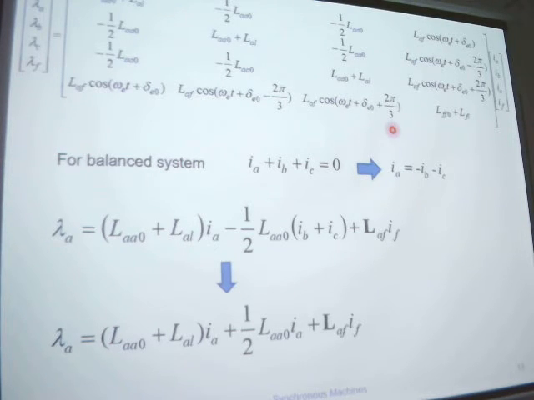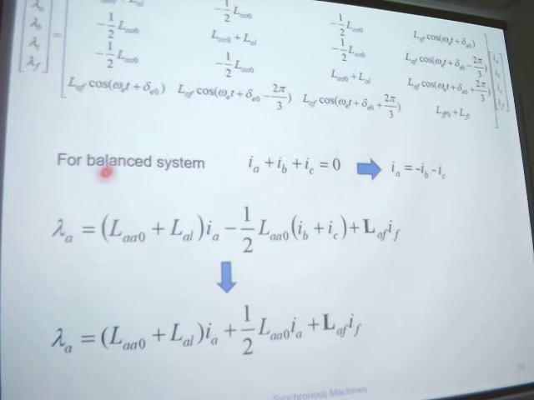On the balanced three-phase system, the sum of the ABC phase currents is 0 because it's a balanced system. So we can know IA equals minus IB minus IC because it's a balanced system.